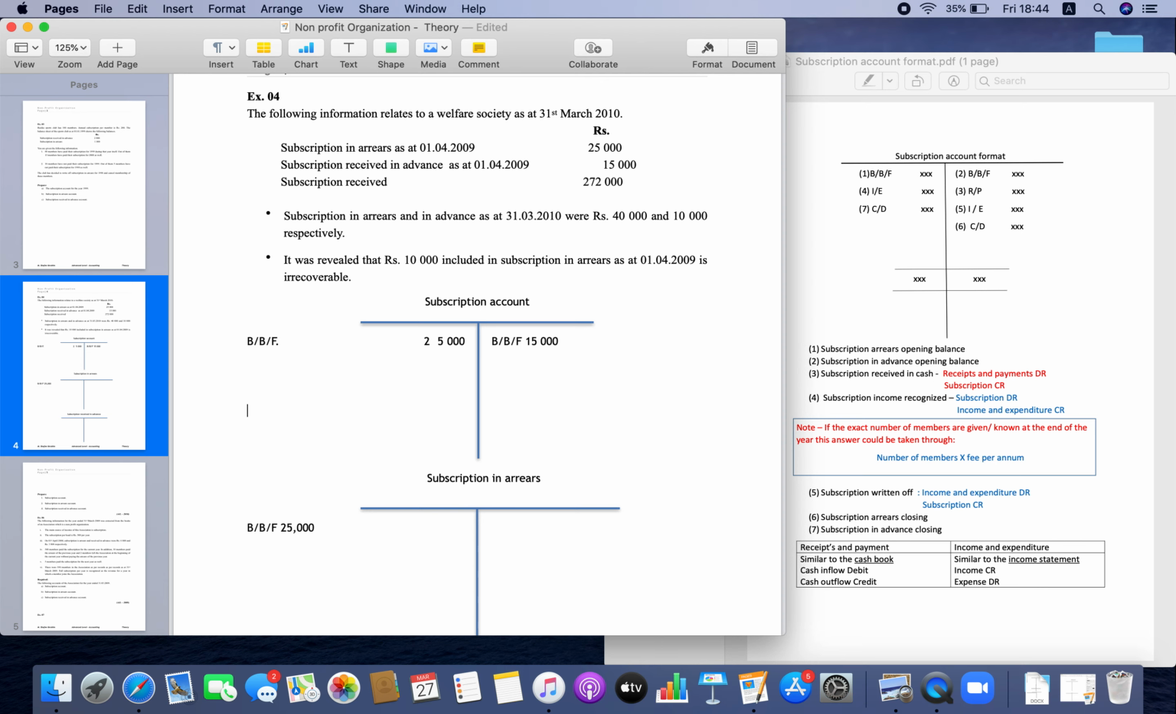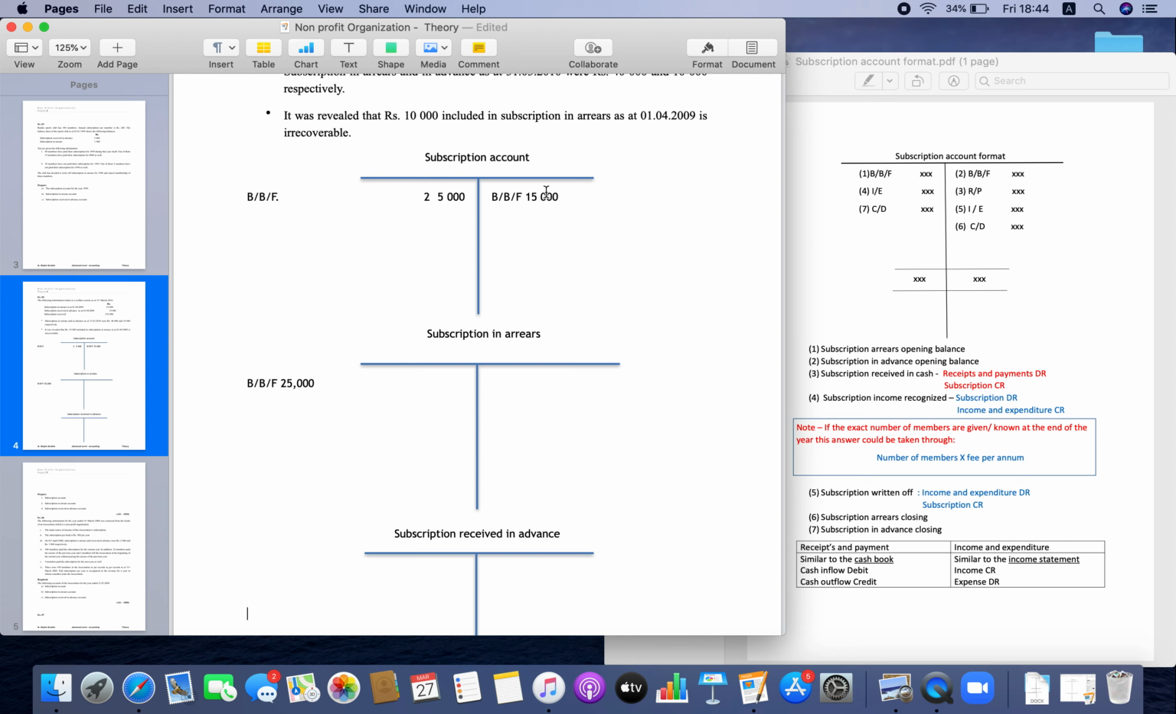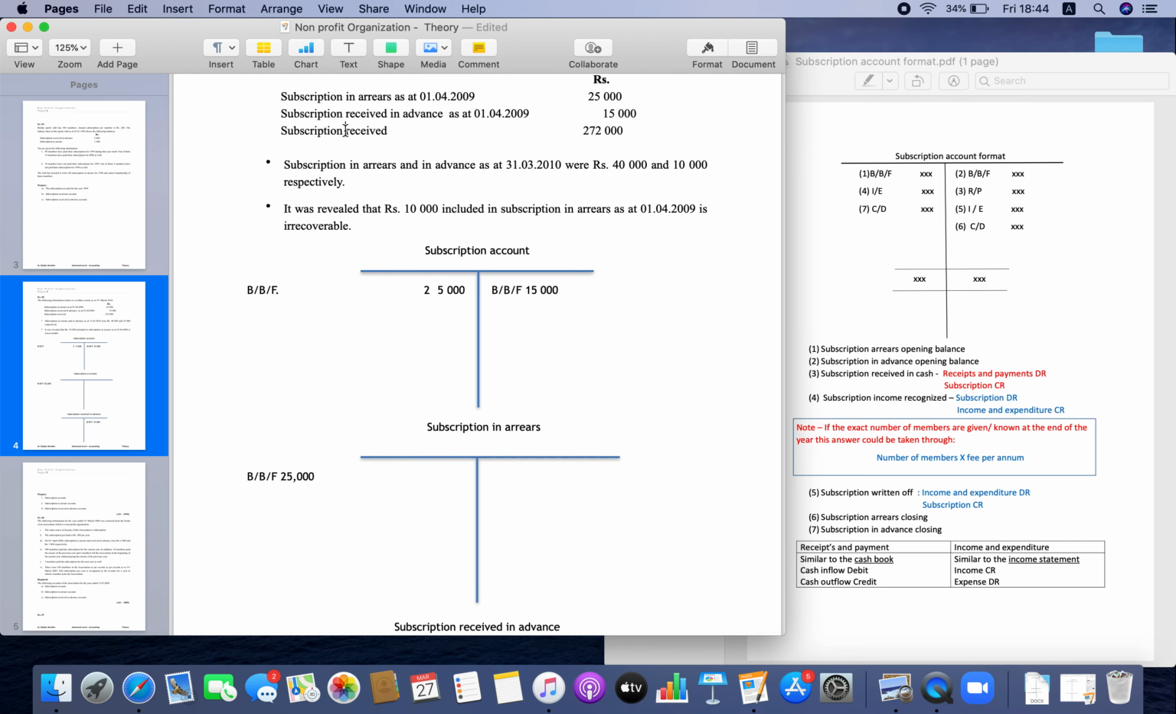Right, now guys, remember, this brought forward of 15,000 is relevant to the advance account. So in the advance account also you have to go and mark this balance brought forward 15,000. Remember, in the subscription account this comes on the credit side, therefore in the advance account also this has to now come on the credit side. Done.